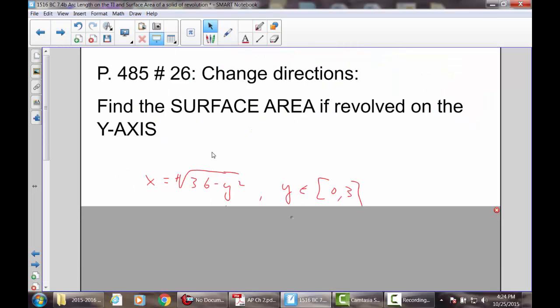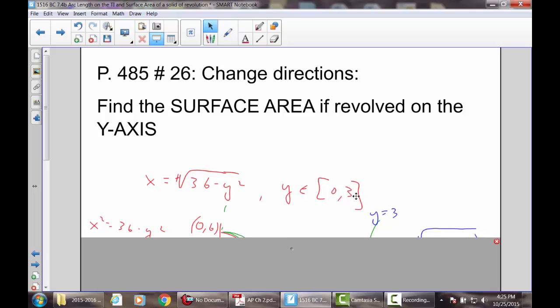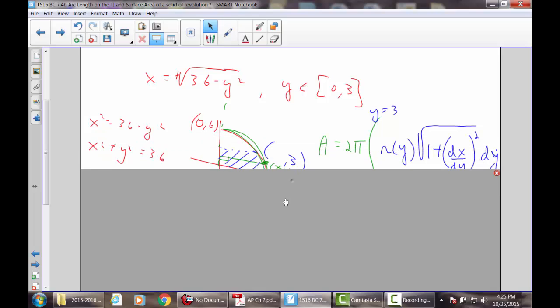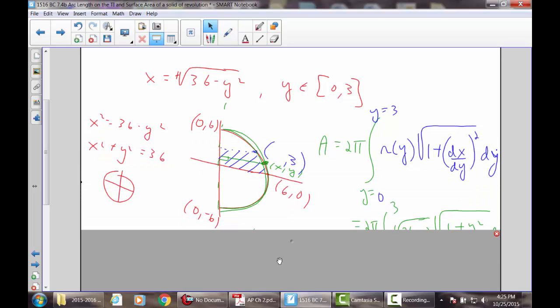Okay, I want to look at number 26, but I want to change the directions. Instead of arc length, I'd like to look at it as find the surface area if you take this region and revolve it about the y-axis, from y equals 0 to y equals 3. So this is given in terms of y. First of all, what does the graph look like if you wanted to graph it? Of course, if I squared both sides, I have what's called a semiconic, and the x's are positive, so that would be the right half of the graph.